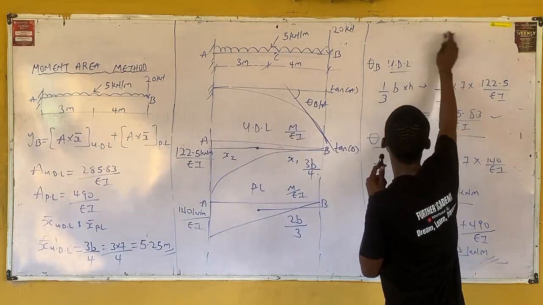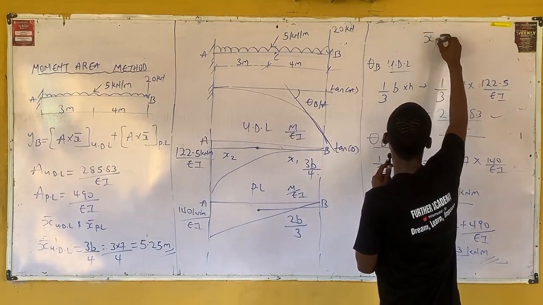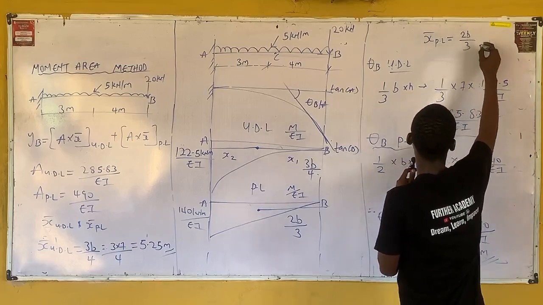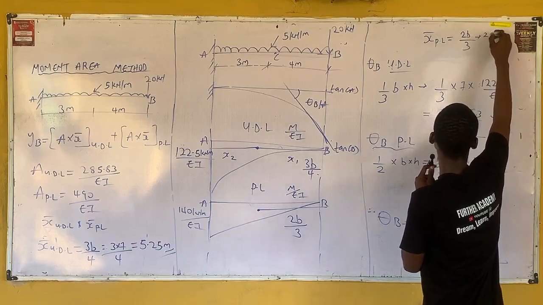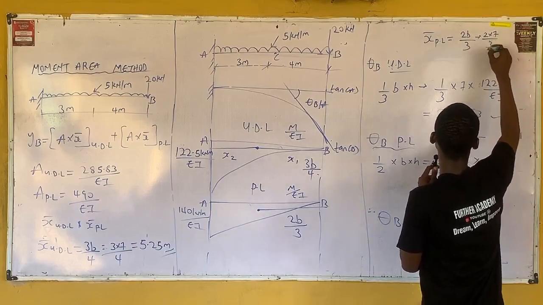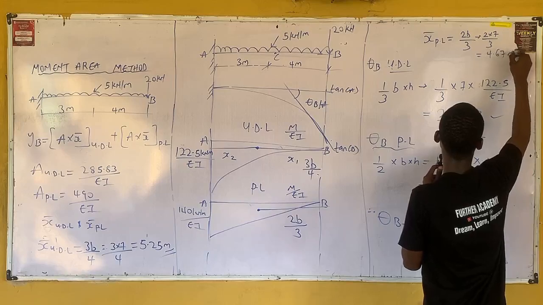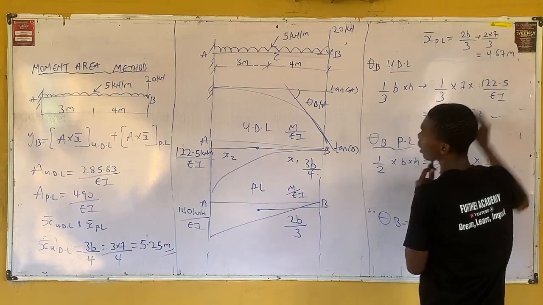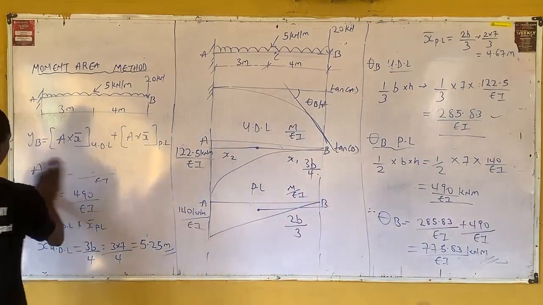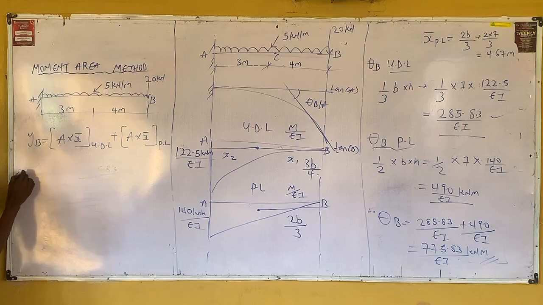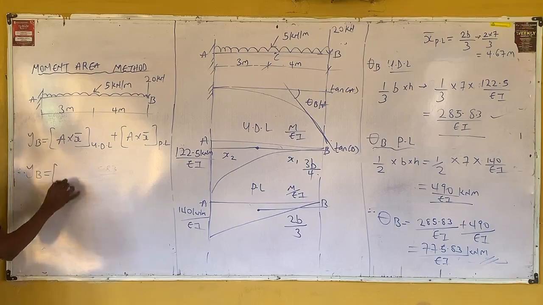For point load, what's the formula? That's 2b over 3. Substitute. This becomes 2 times 7 over 3. This gives us what? 4.67 meter. Therefore, the deflection at B is equal to, substitute values.